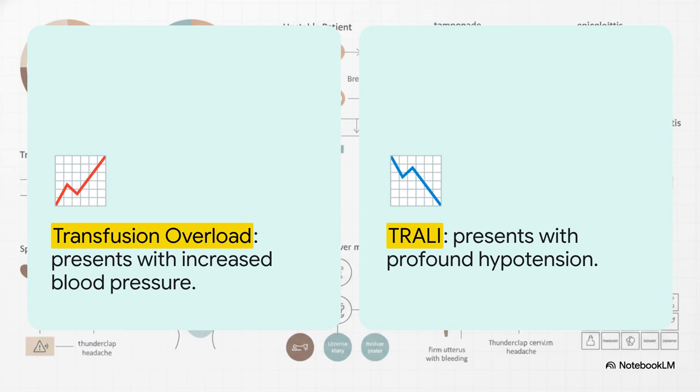Let's talk transfusion emergencies. The absolute most crucial point here is to stop the transfusion immediately if severe symptoms like fever, flank pain, dyspnea, or shock pop up. Stop it first, then figure out the reaction. A classic exam trap is differentiating transfusion-associated circulatory overload, or TACO, from transfusion-related acute lung injury, TRALI. Both of them cause respiratory distress, but look at the vitals. TACO features a spike in blood pressure, while TRALI presents with profound hypotension.